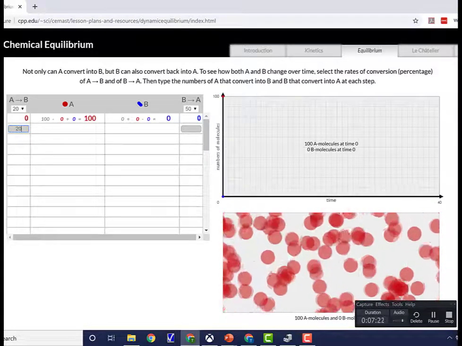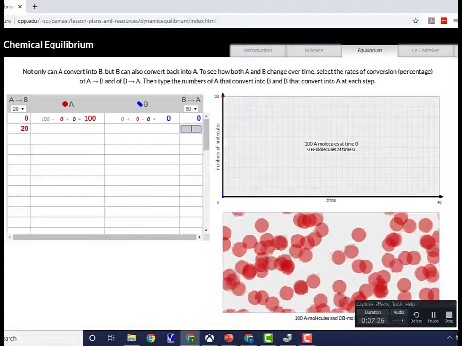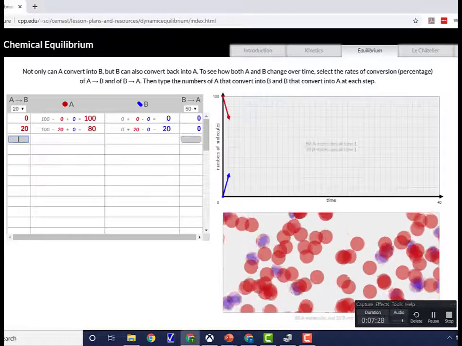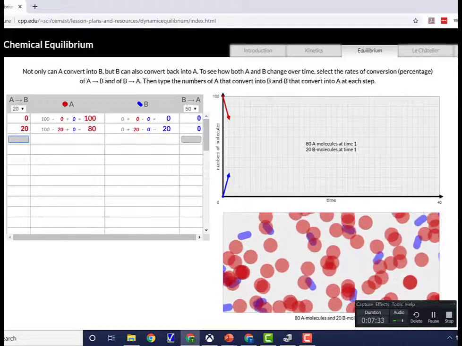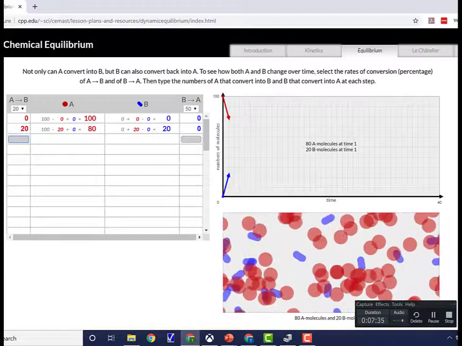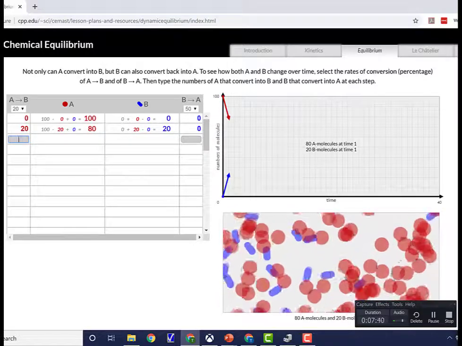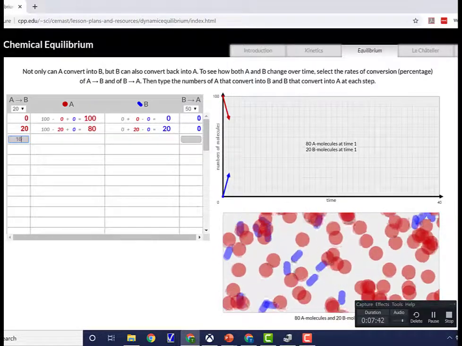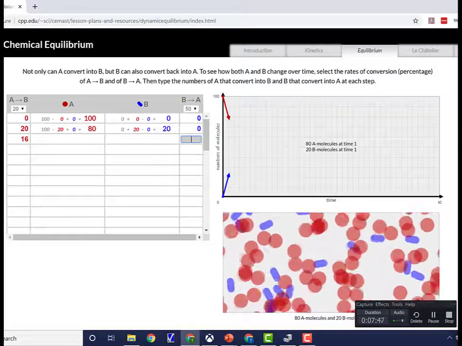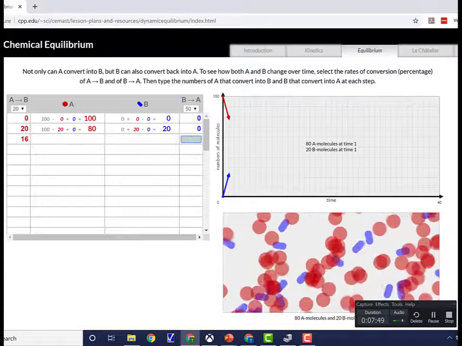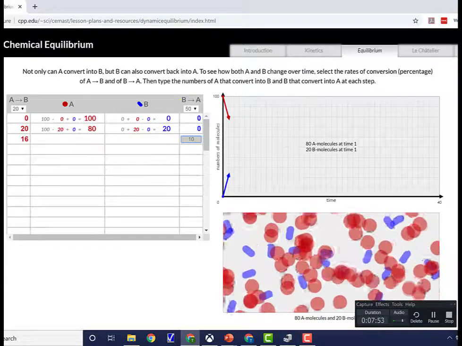And 50% of B's are going to turn into A's. Well, since there's no B's, 50% is 0. And you'll see that this first step looks just like the first step on the kinetics one. The concentration of A went down, the concentration of B went up. But here's where it's going to be different. Now I take 20% of 80, 16, but instead of none turning back, now 50% of those are going to turn back into A, so that's 10.